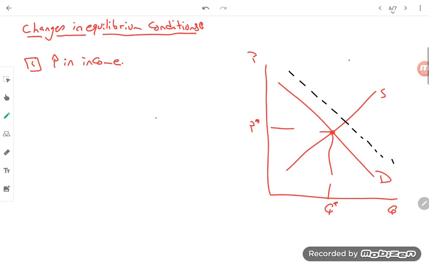So this is the new demand curve, and as a result, we have a new equilibrium point at Q double star and P double star. This means that as income increases, the demand curve will shift to the right and the equilibrium quantity will increase from Q star to Q double star, and the equilibrium price is going to increase as well from P star to P double star.